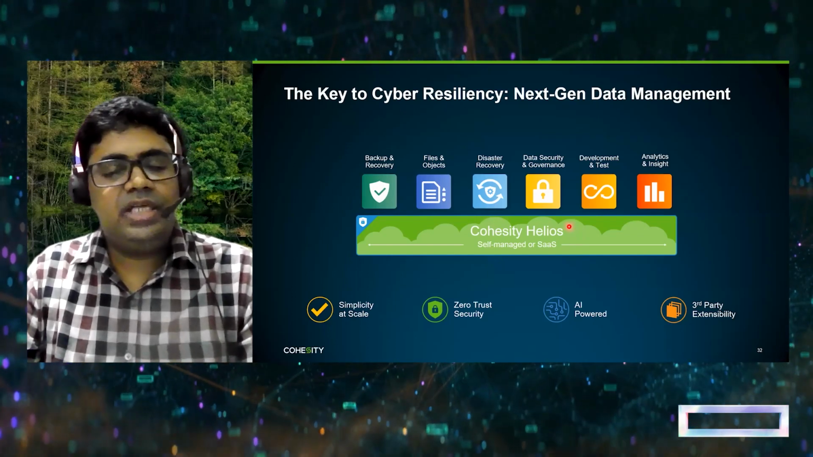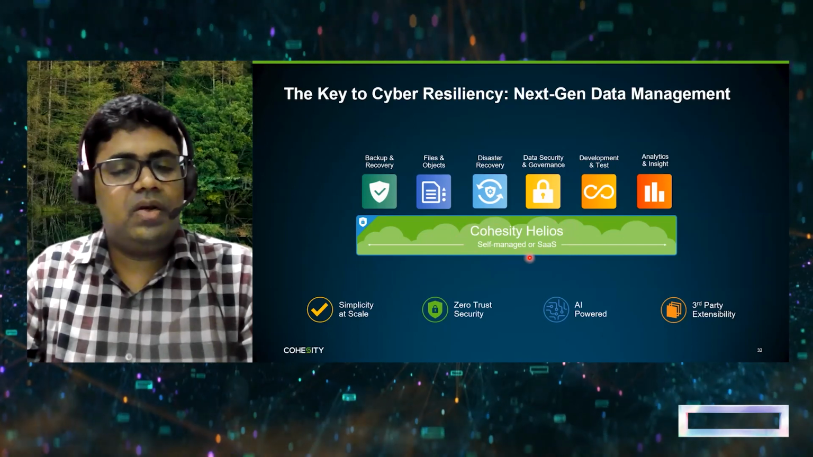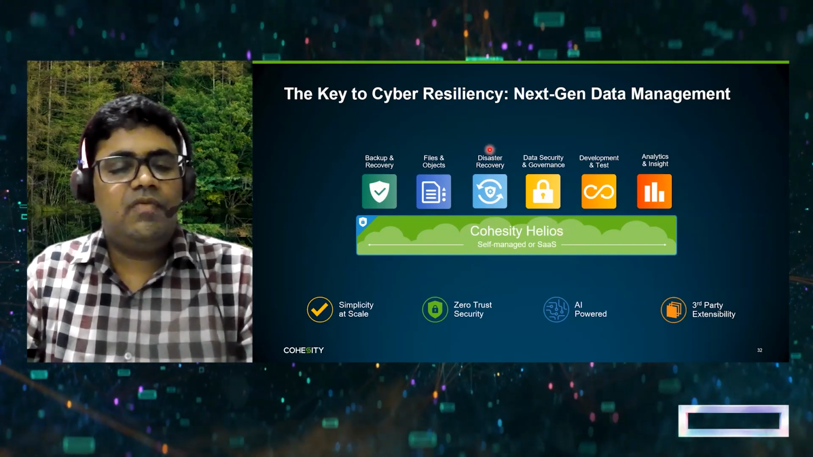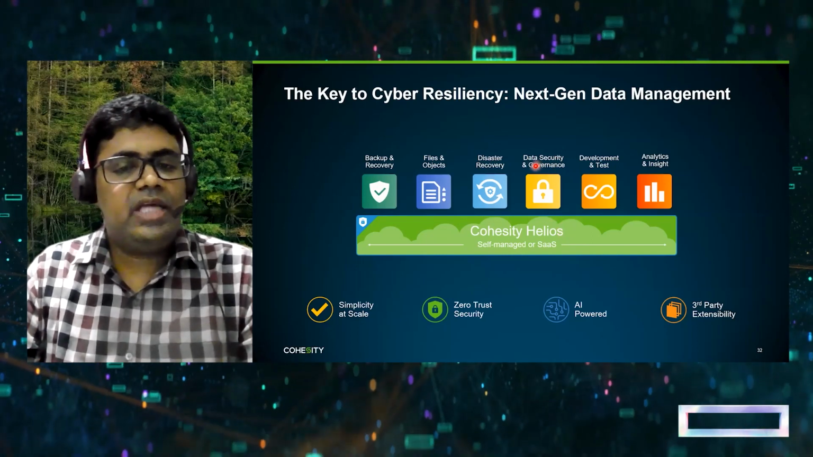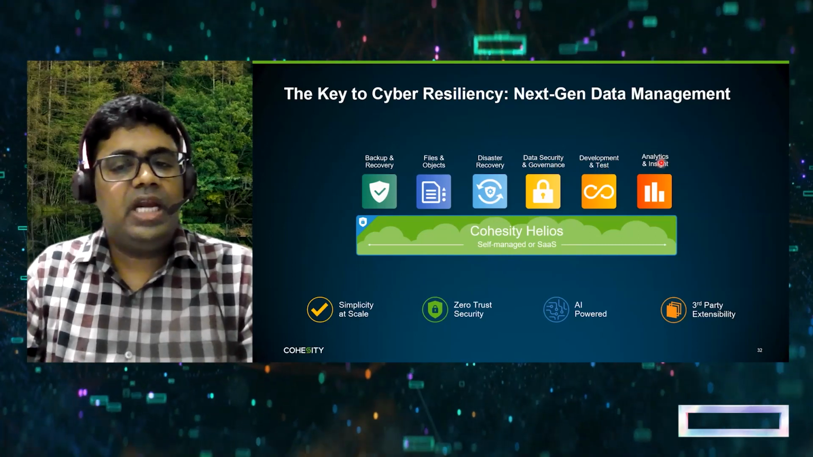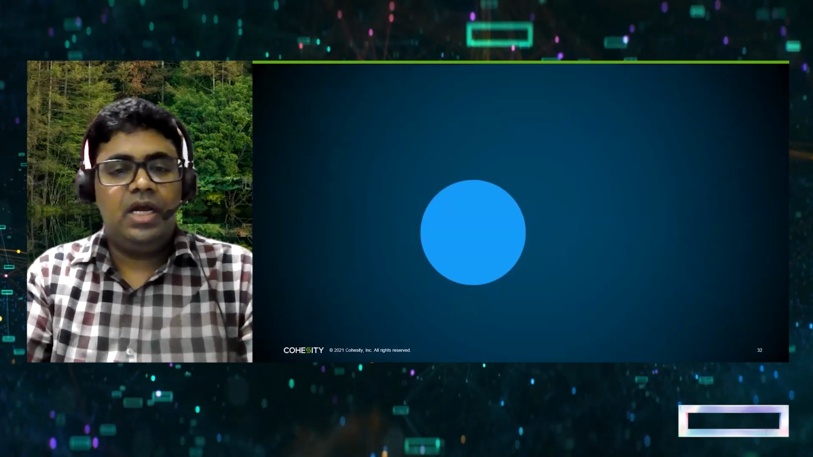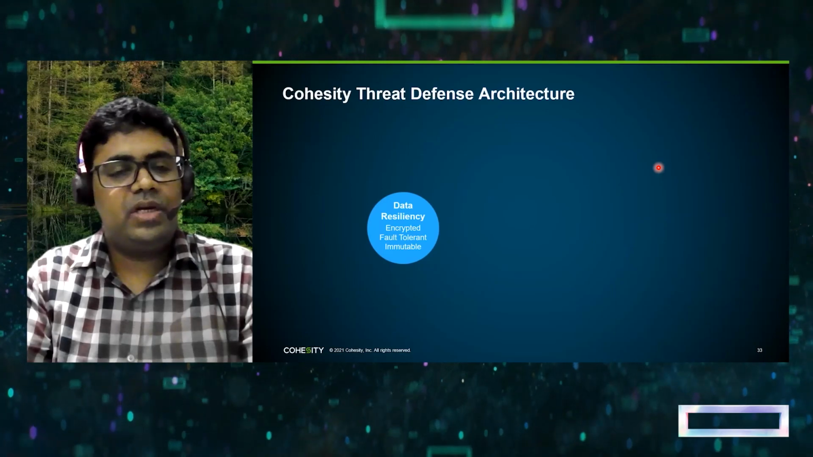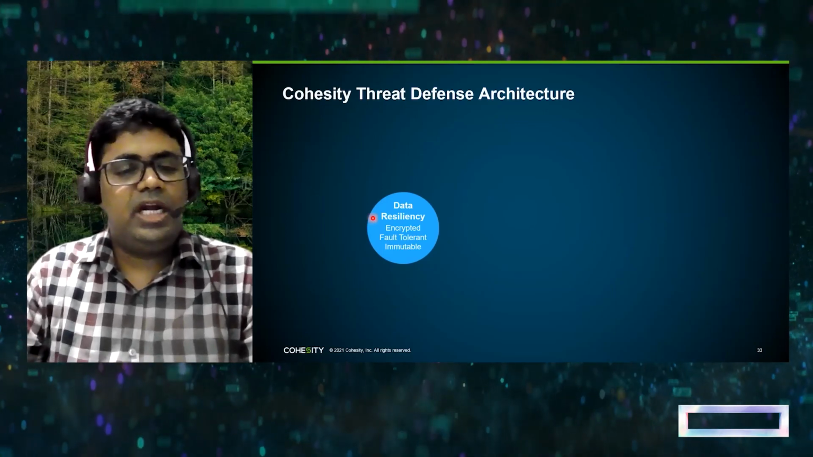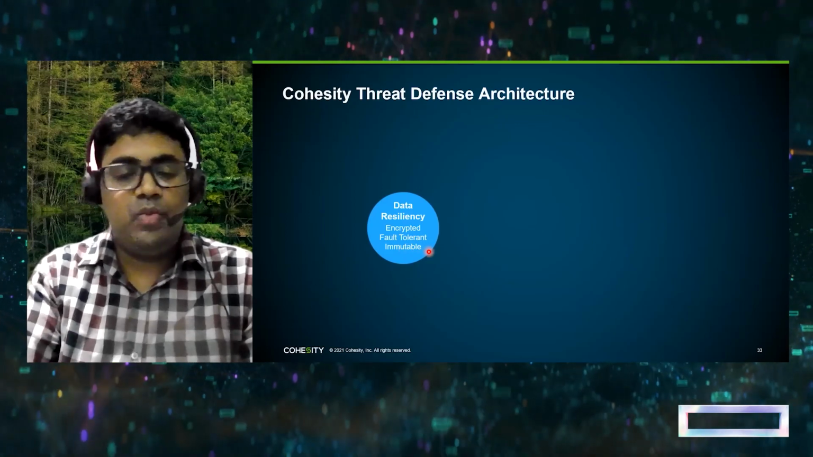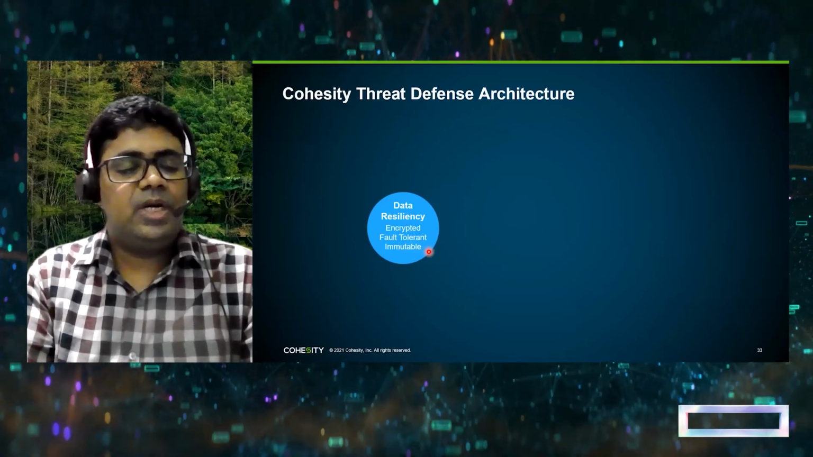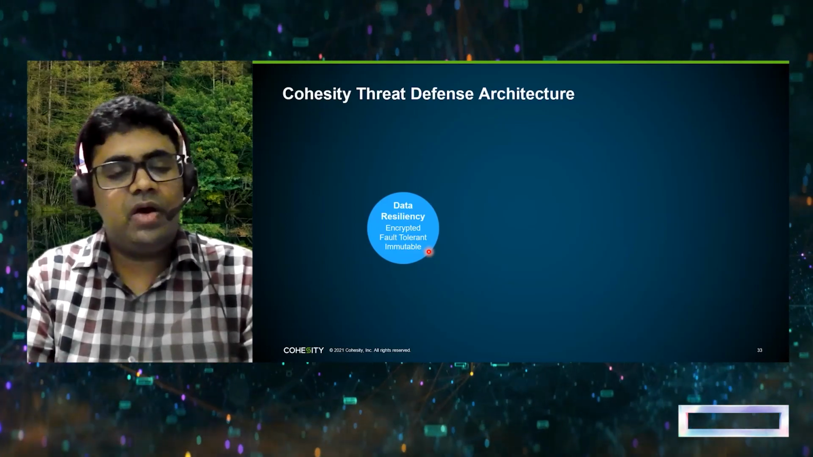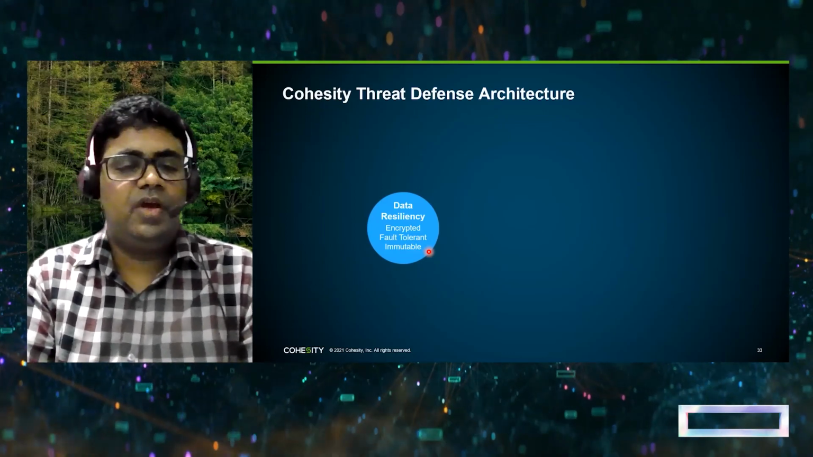If your customer organization has multiple locations, all locations can be centrally managed using the Cohesity Helios self-managed platform, and it will provide use cases for disaster recovery, data security and governance, development and test, analytics and insight. Cohesity also provides a threat defense architecture, which is always protecting from ransomware. This data resiliency is encrypted, fault tolerant, and immutable. Immutable means you cannot edit your backup data. It's read only. We cannot edit or modify it; it is completely unchangeable data once it is backed up.